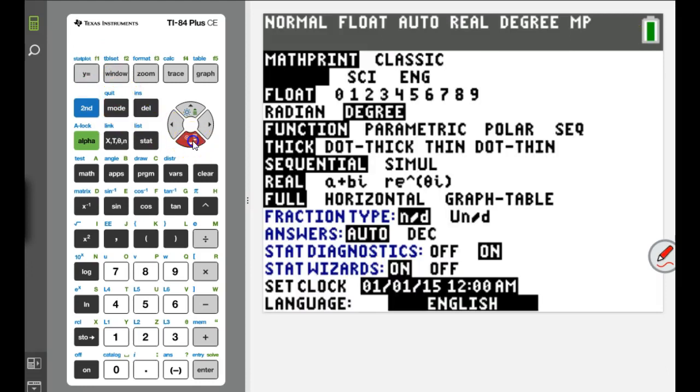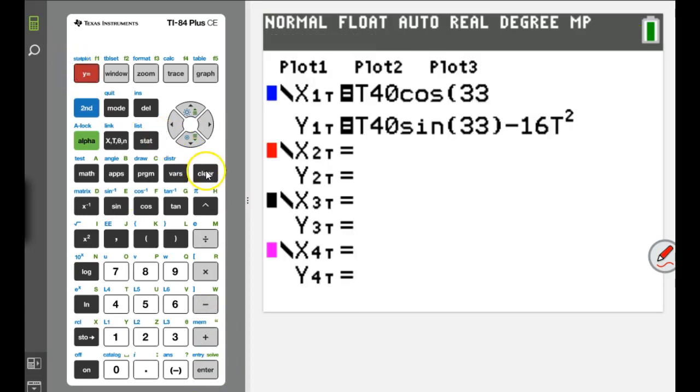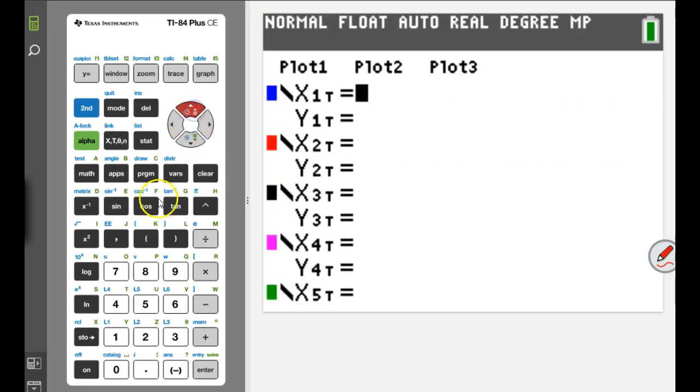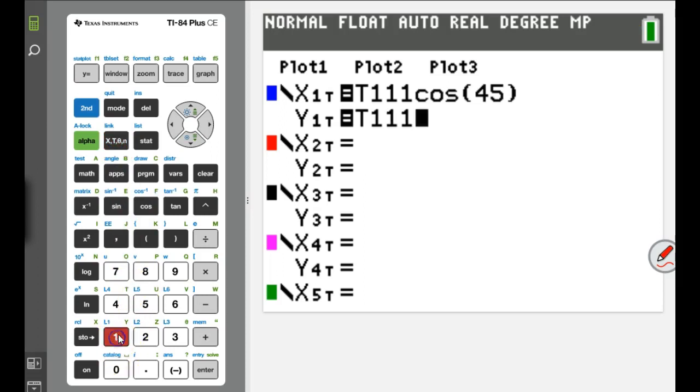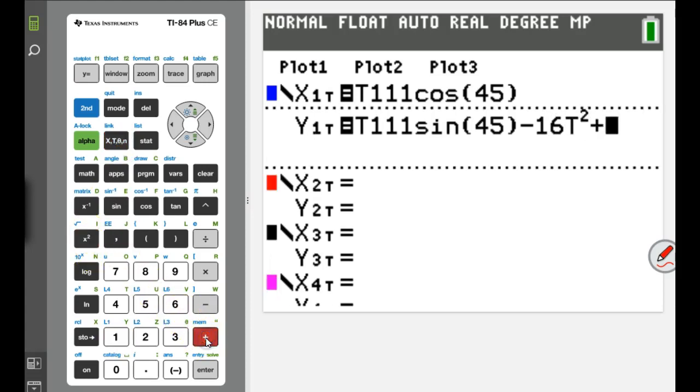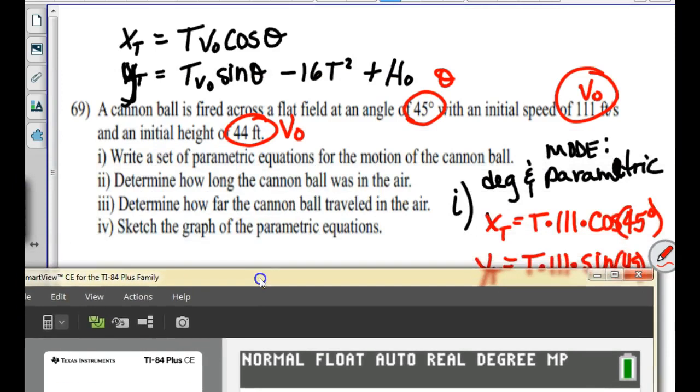Mode, degrees, parametrics. It is x first and then y. I don't know why I got so crazy there. T, 111 cosine, what was the angle, guys? 45, right? And then T, 111, and this is where everybody was putting cosine again, or a couple people did on the quiz, typed it wrong. Minus 16t squared plus, what was the initial height, guys? 44.